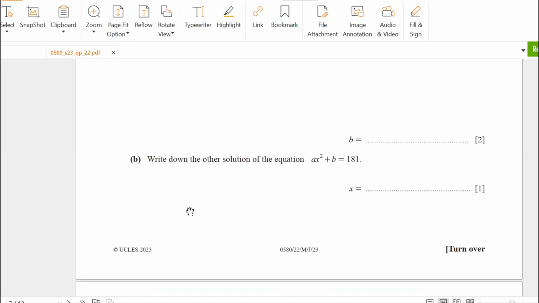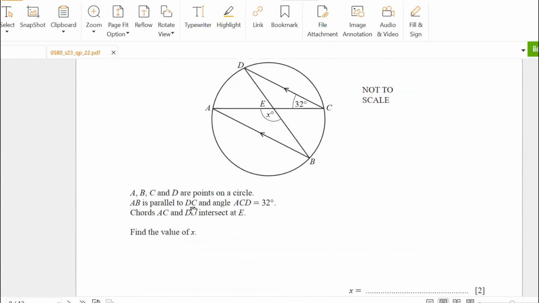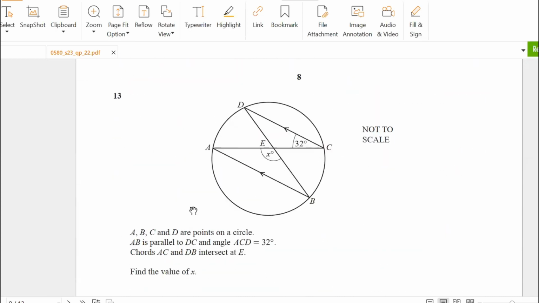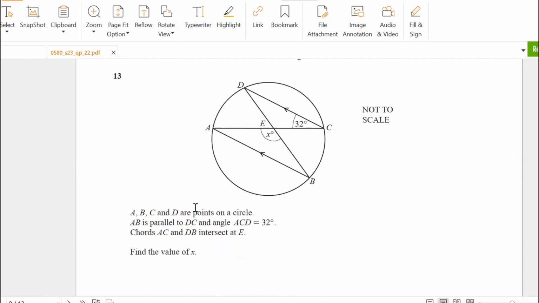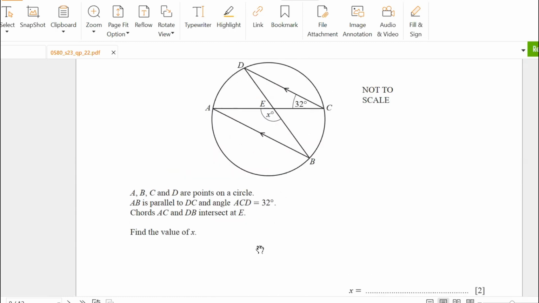Next question is related to circle properties. Remember that in circle properties we have angles in the same segment are equal, vertically opposite angles are equal, and alternate angles are equal when lines are parallel. So I will apply all those concepts to find the value of x. Here we have only 2 marks, no need to do more work, but anyway, we will see here.